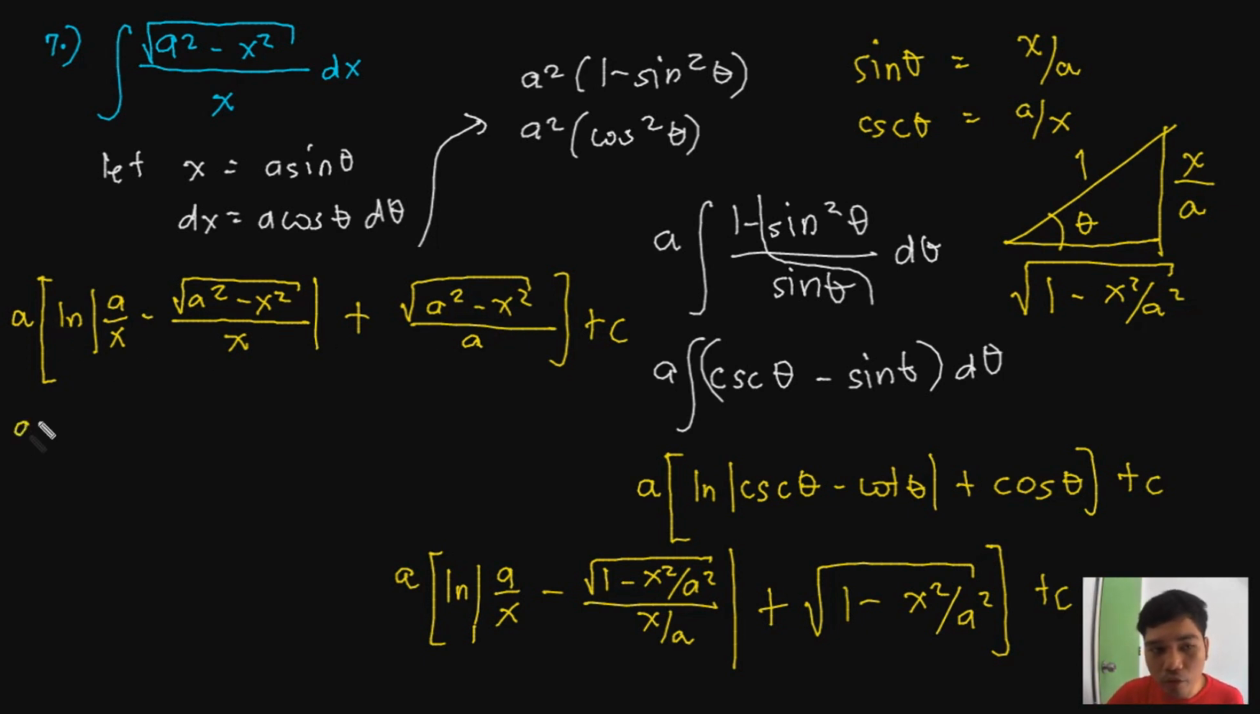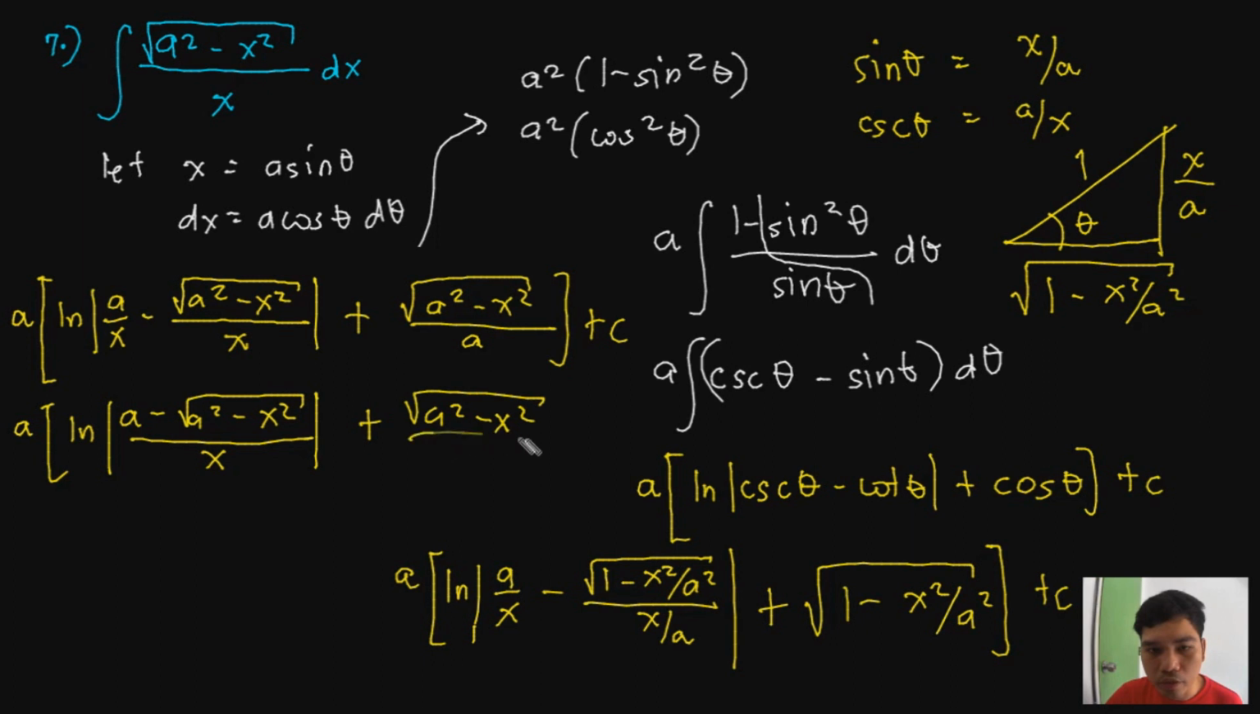Now, pwede natin i-write pa in terms of a single expression. Kasi diba, this is a minus square root of a squared minus x squared over x. Diba pwede yan? And then, kasi isa lang naman yung denominator nila, and then plus square root of a squared minus x squared all over a, and then plus c. Now, this is in terms of a over b.